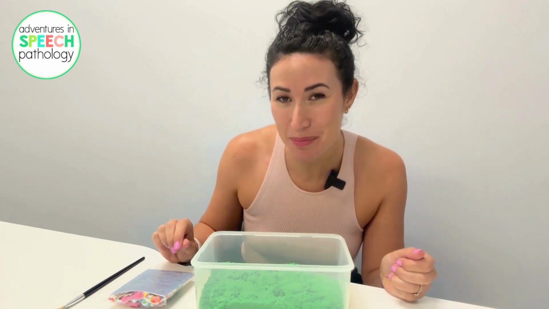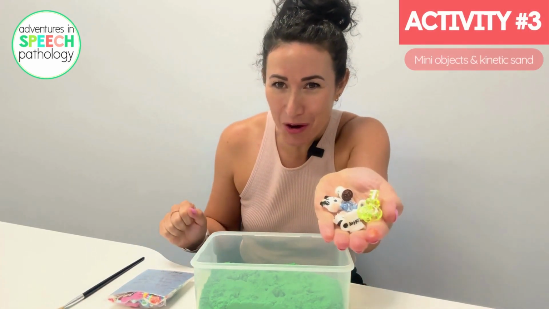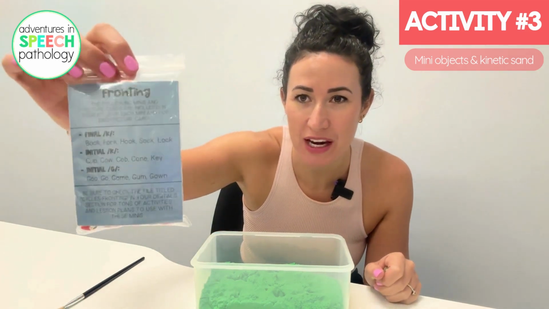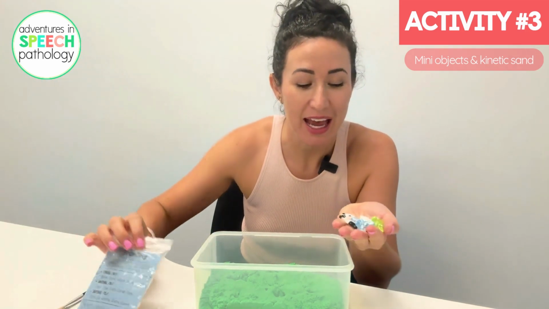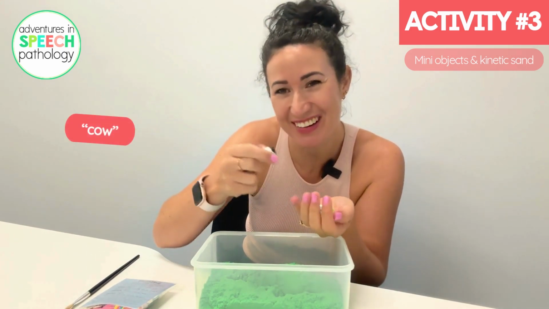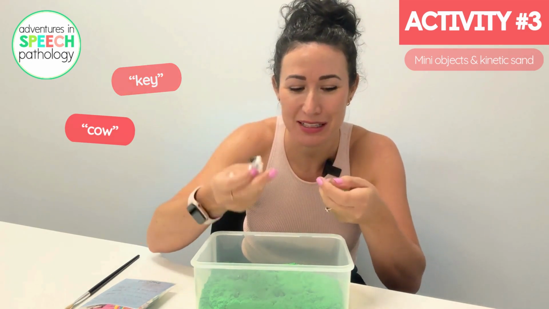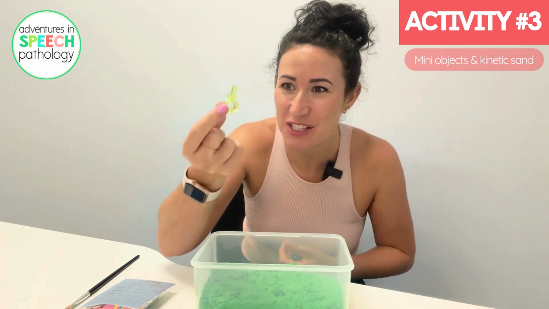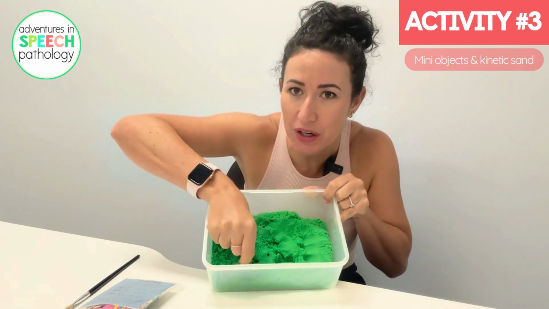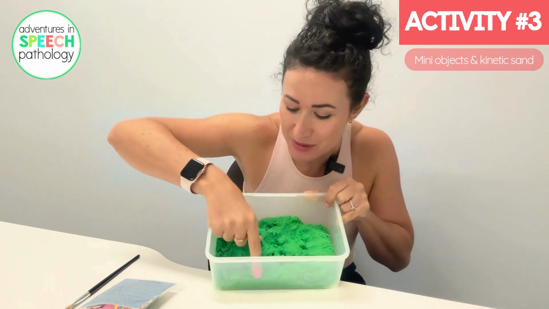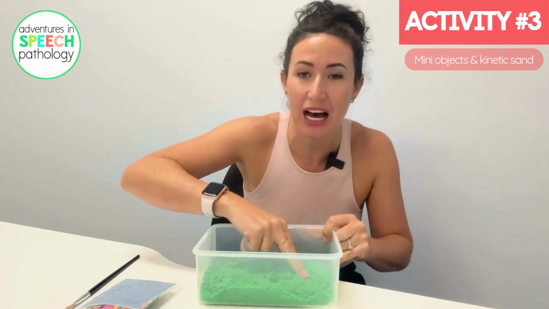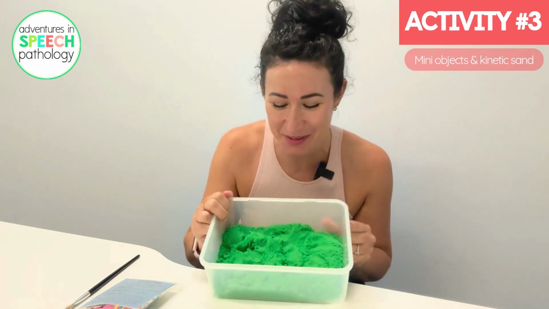Now, activity number 3 involved these little mini objects from Speech Tree Co. I got them from their fronting cycles pack. And what I like about them is that for each of the targets, like cow and key, you have 3 little minis. So what we did is we got all these minis and we hid them in kinetic sand. So we'd say the target word maybe 2 or 3 times, and then we'd hide all of these little mini things and we covered them up so that the child couldn't see it.